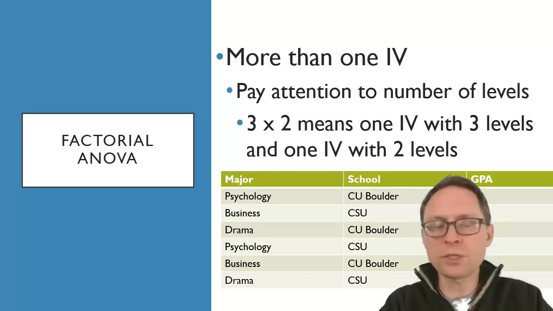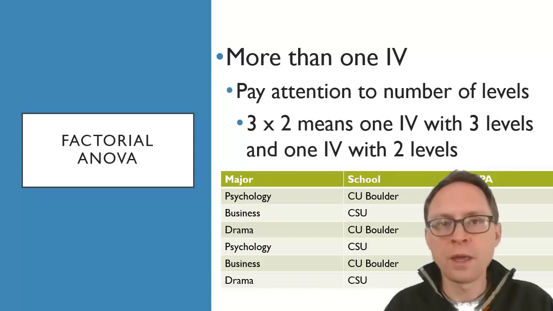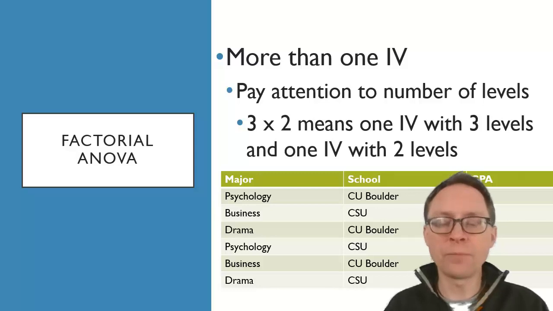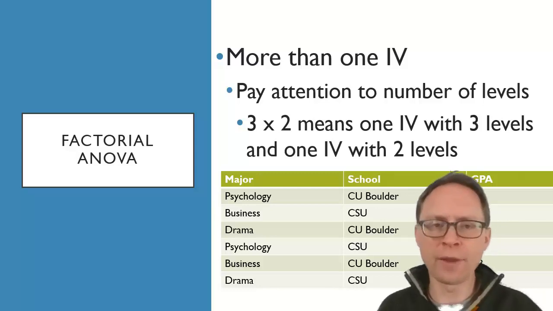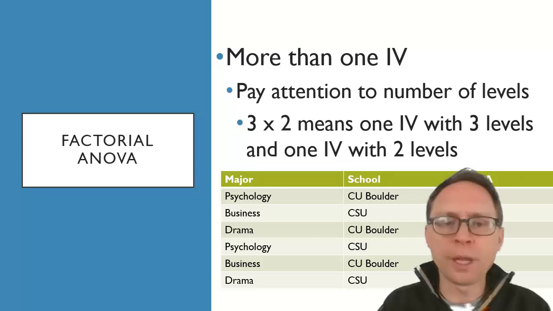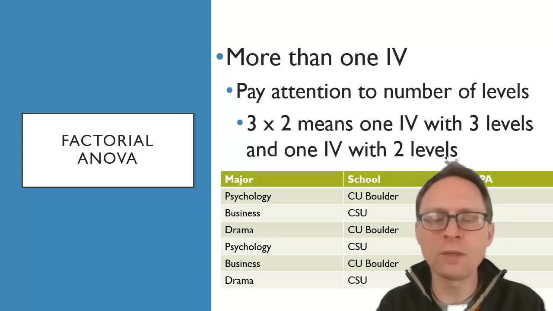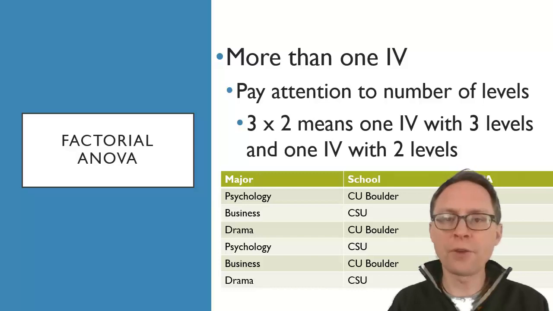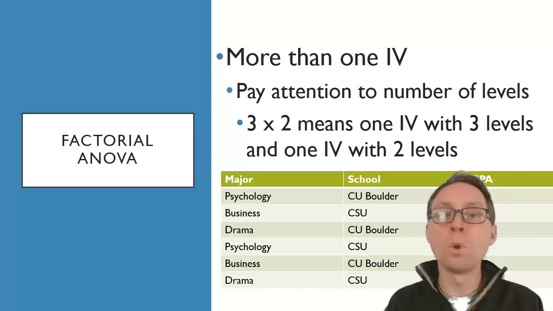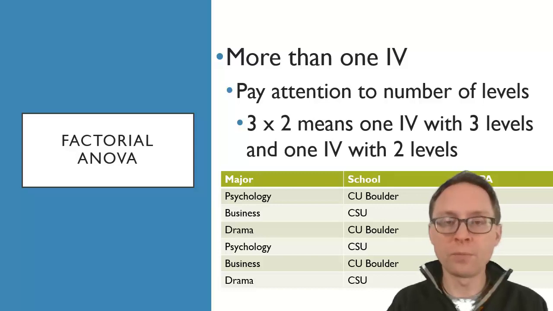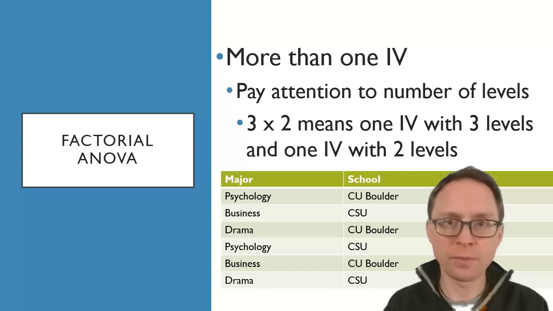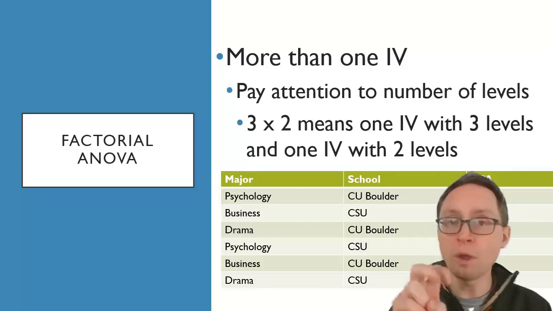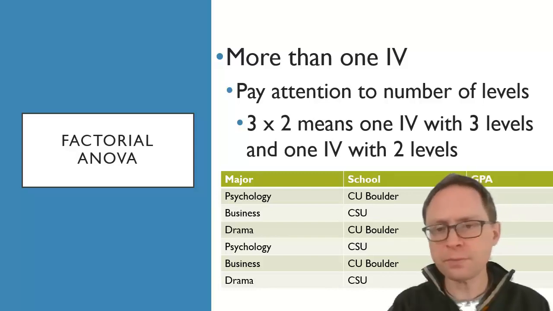So in this chapter, we're going to talk about a factorial ANOVA. Last chapter was one-way ANOVA. Now we're going to talk about a factorial ANOVA. The difference between factorial ANOVA and one-way ANOVA is that a factorial ANOVA takes care of more than one independent variable. We call those factors. A one-way ANOVA has one factor. A factorial ANOVA has more than one factor, at least two.